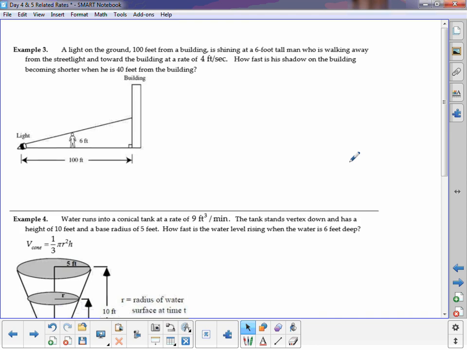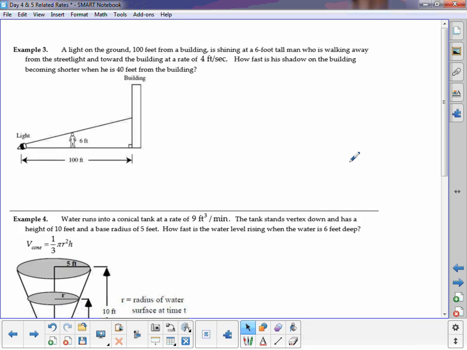All right. So we've got a nice picture here. We've got our light on the ground, our dude that's 6 feet tall. It doesn't matter how tall the building is, but they're wanting to know. Well, let's go and fill in what we have. Okay, so our building is 100 feet away. 6-foot tall guy. All right, so the guy is walking toward the building at a rate of 4 feet per second.